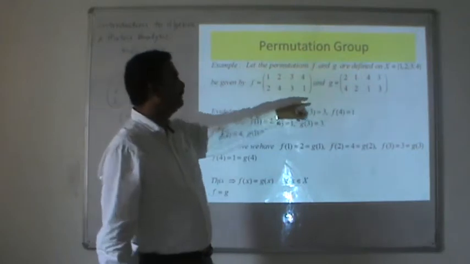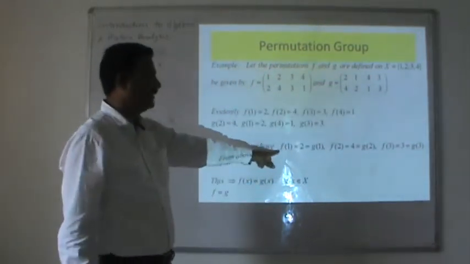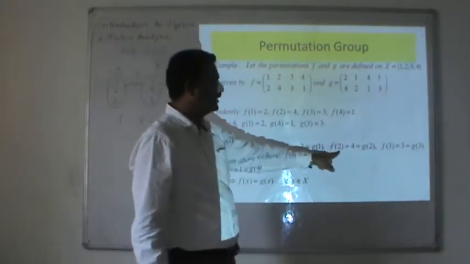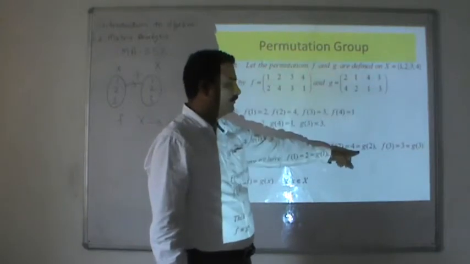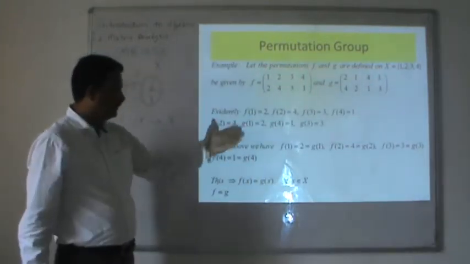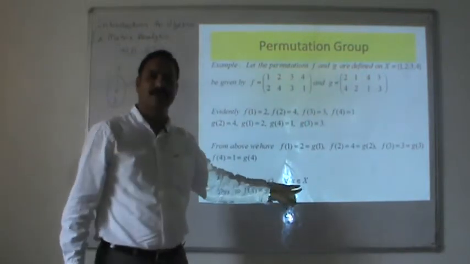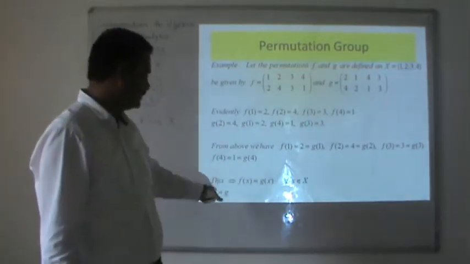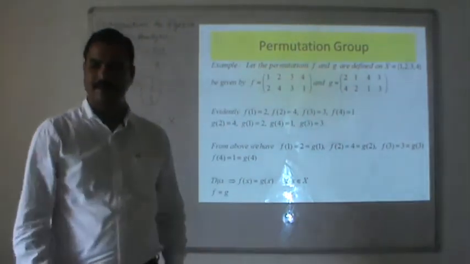From the above, we conclude that F of 1 gives us 2. At the same time, G of 1 also produces 2, meaning both are the same. Similarly, F of 2 gives us 4, and G of 2 again produces 4. In this manner, we observe that all the images are identical for every x which belongs to capital X. So two permutations are identical whenever their image sets are the same.